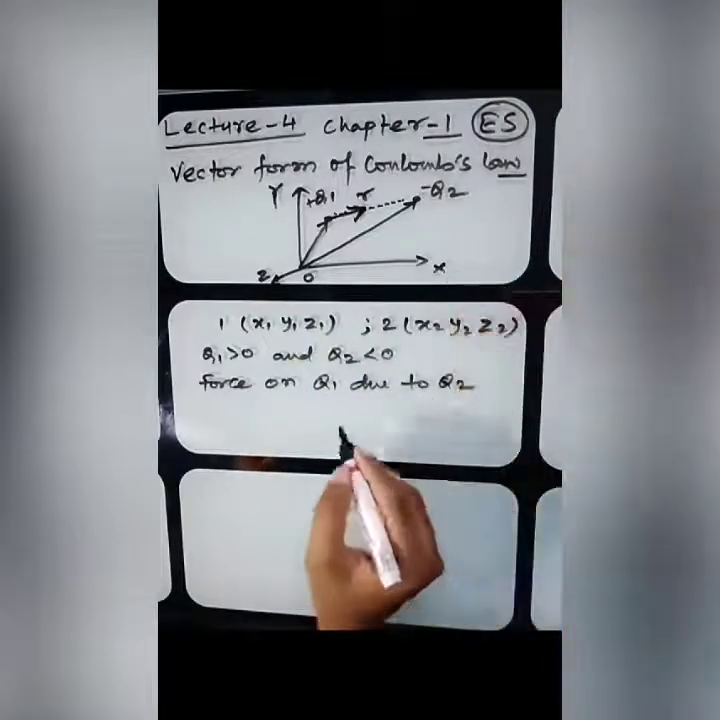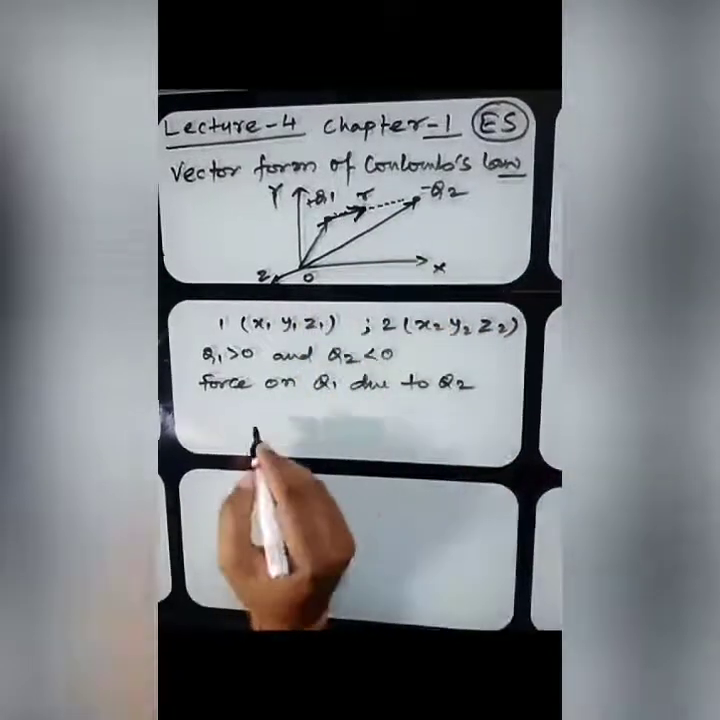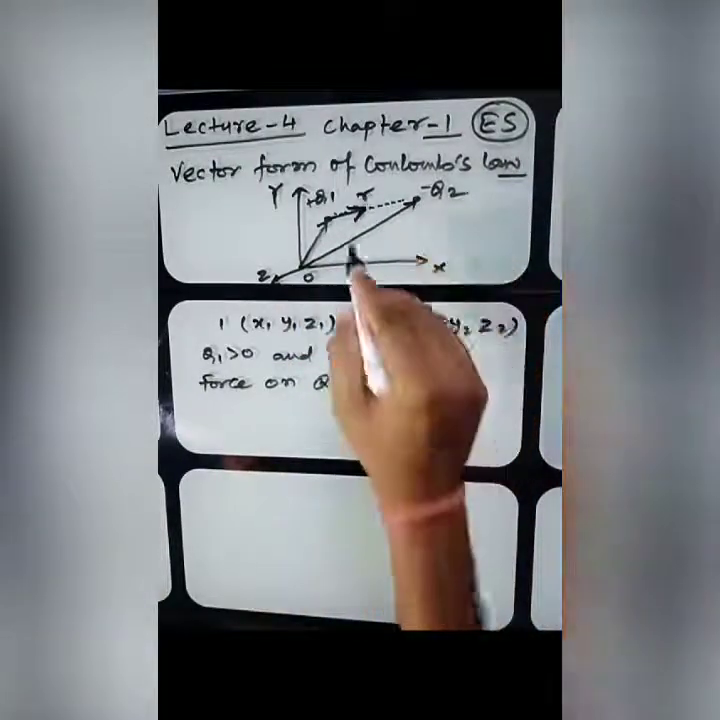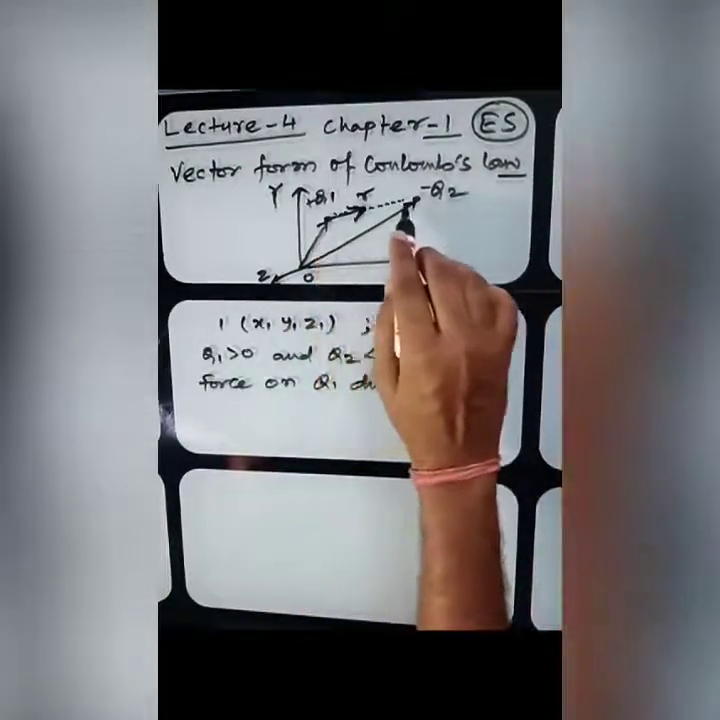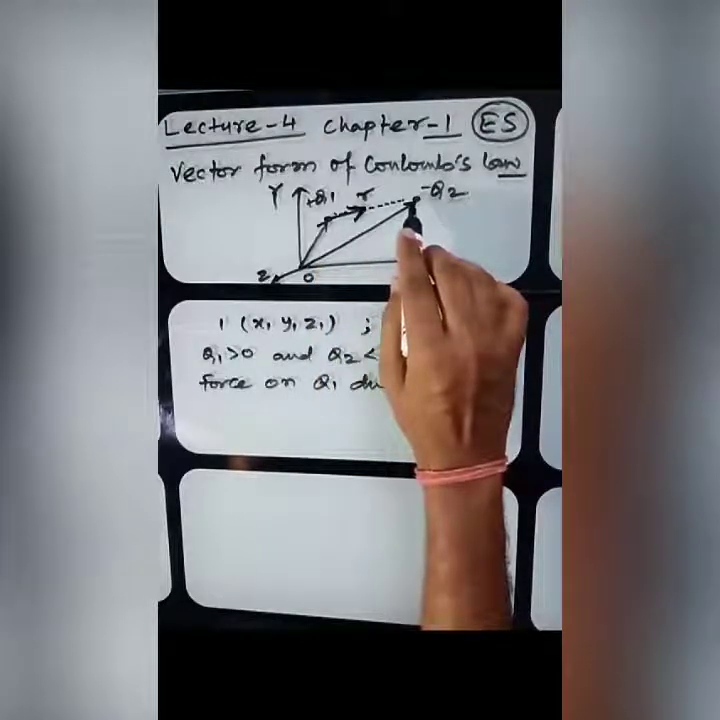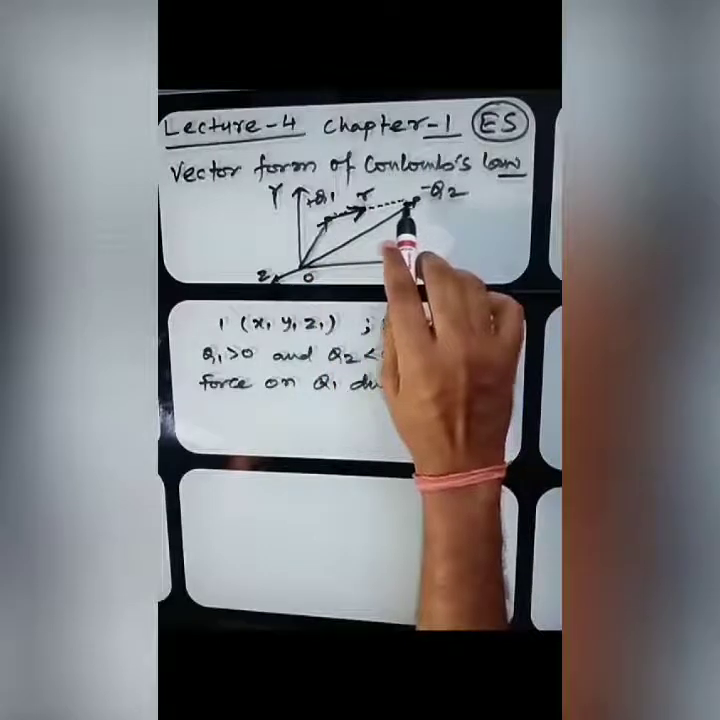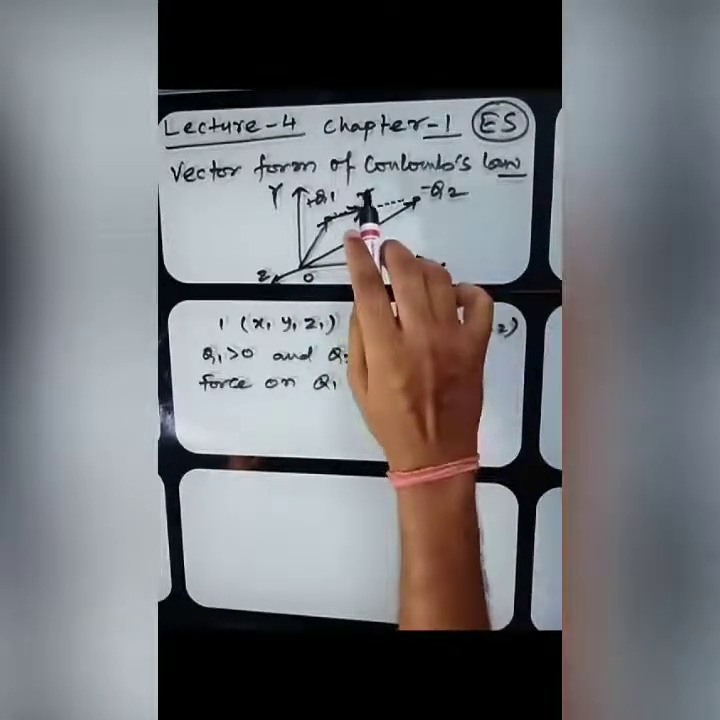The direction of this force will be towards Q2, and this direction can be considered as the unit vector r. The distance between this Q1 and Q2 in vector form we can write here as r.